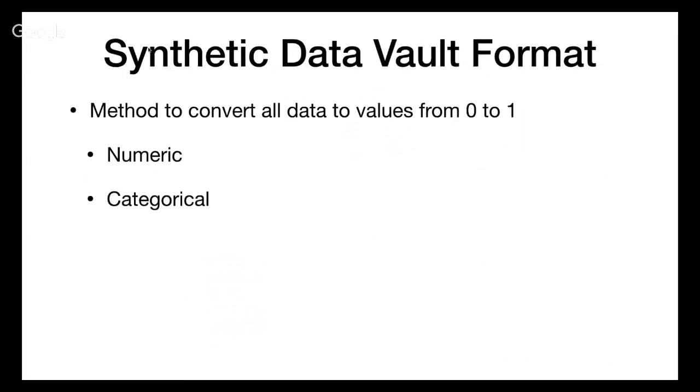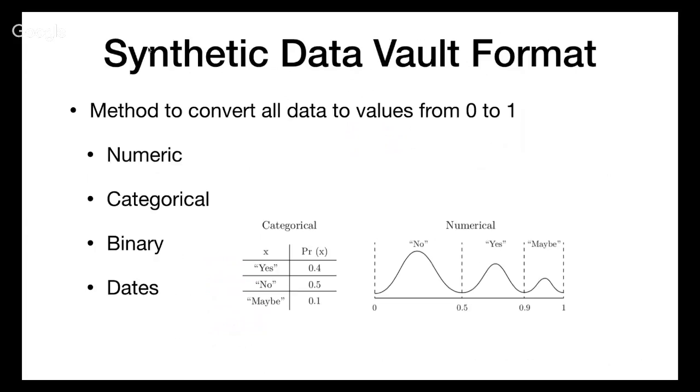But it gets more complicated as you go into things like categorical data, binary data, dates. And so with our categorical data, this is the method that they have developed. Let's say we have a column where 40% of our values are yeses, 50% are nos, and 10% are maybes. Basically, we're going to order them from most common to least common, and then we're going to fit truncated Gaussian distributions to each of them, centered on the middle of their window.